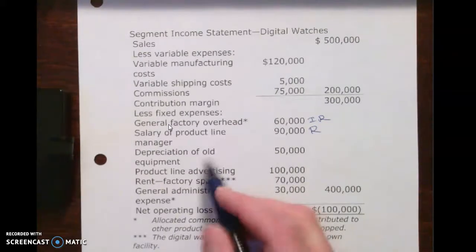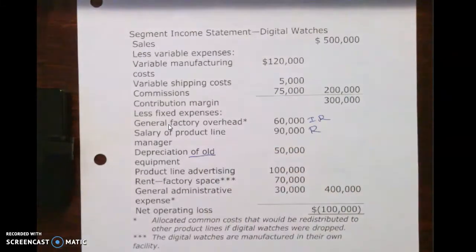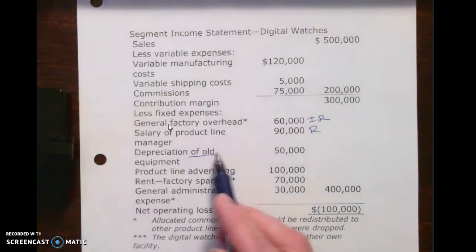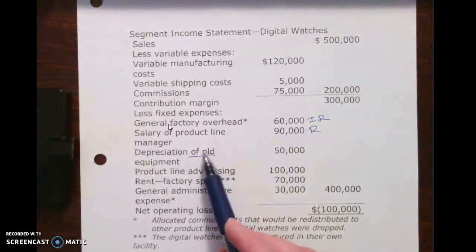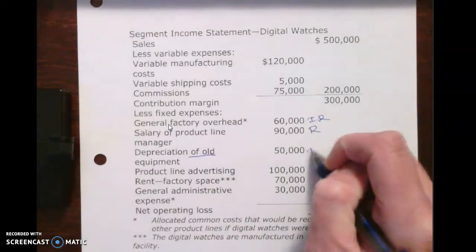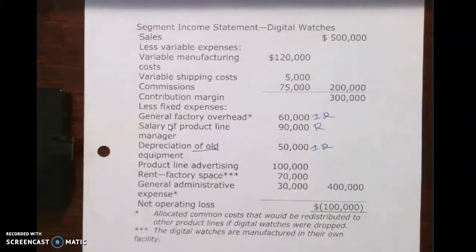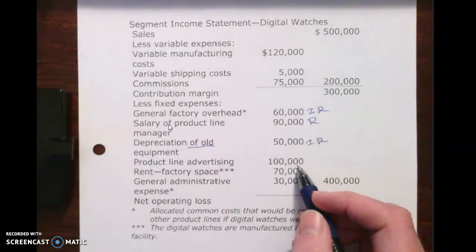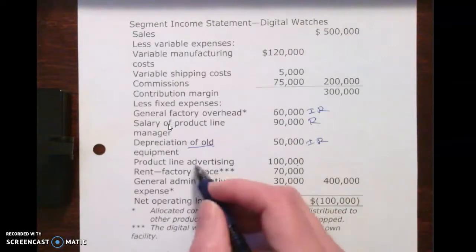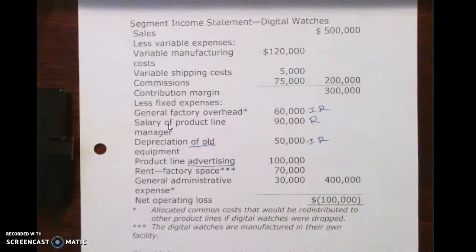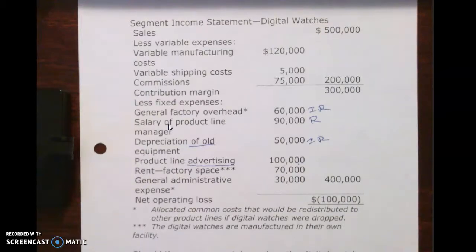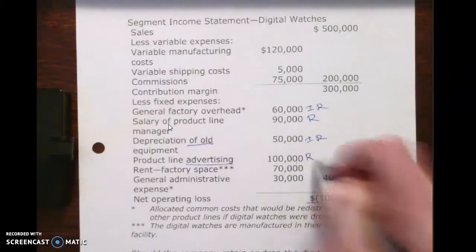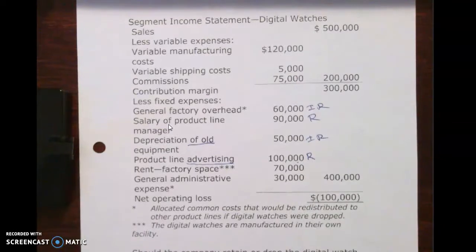Okay? Depreciation of old equipment. You can see that the key word here is old equipment, which means we probably can't get rid of it. That's what we're going to assume. We can't get rid of it, and so it's going to be a sunk cost. So we're going to say that one is also irrelevant. And then finally, we can continue on with our product line advertising of $100,000. It would not make sense for us to advertise for a product line that no longer exists. So I'm going to say that one we can get rid of, and since we can get rid of it, it's relevant.